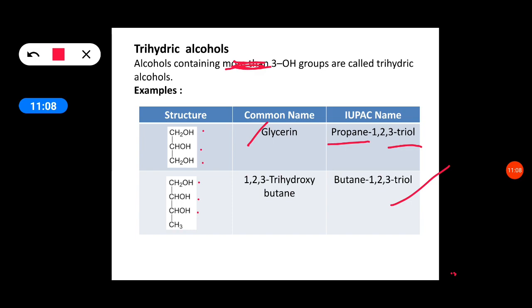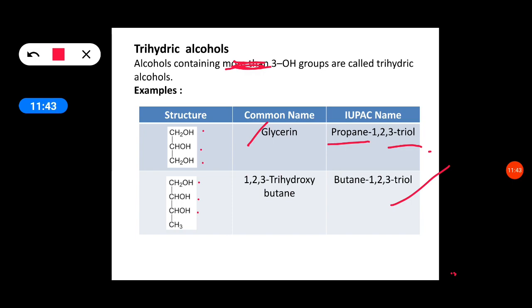So the common name may be different, but in the IUPAC name, one rule is followed. The corresponding alkane name is taken, and then the position of the OH group, the carbon on which the OH group is present, that position is given. Then depending on whether 1, 2 or 3 OH groups are there, diol, triol, like this the names are given. If 4, tetrol, pentol, hexol, like this.